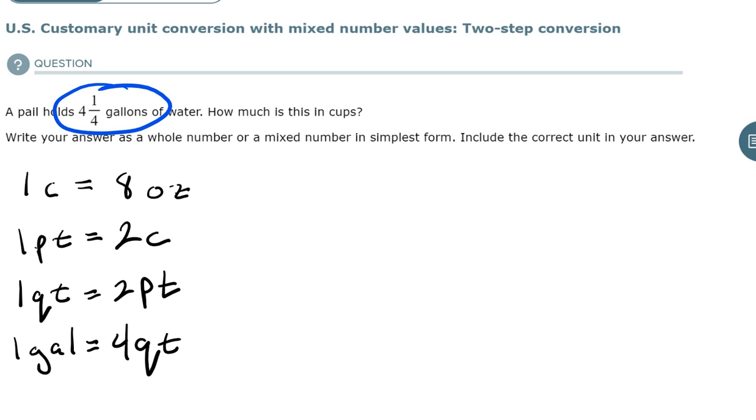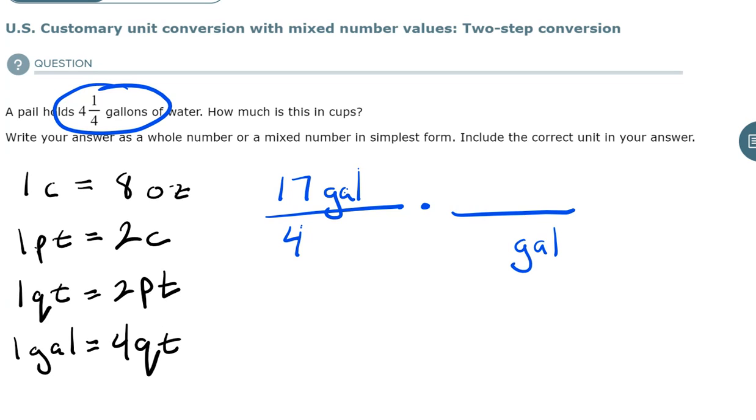4 times 4 gives me 16, plus 1 is 17. So I have 17 over 4. And the gallons, that's going to be in my top, because if it was just 4 gallons, it'd be 4 gallons over 1. So the gallons go in my numerator. There's no unit in the bottom. That's totally fine. And now we want to multiply, and I want to get rid of the gallons. So I know that that's going to go on the bottom. So now I'm going to have gallons down here because that's what I want to get rid of.